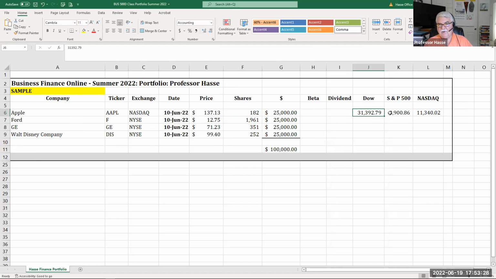Also our Dow, S&P 500, and NASDAQ index values as of June 10th. So now we're all set up to track during the course at a few other times during our next 7 weeks of class. So that's what the sample portfolio looks like, and all of you did a pretty good job. Some of you need to correct it a little bit, but please do so and you'll get your points back that I took away. So there's that.